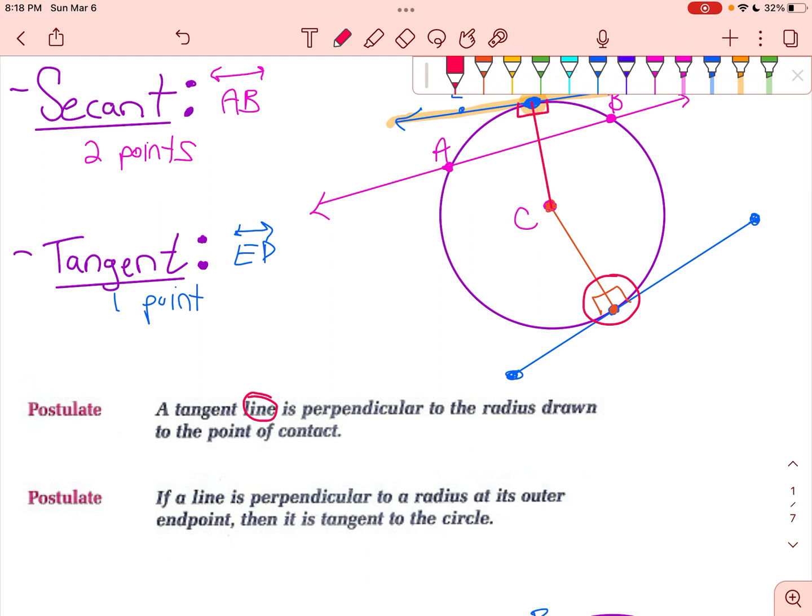The converse is also true. If it's perpendicular, then the line is tangent to the circle. Okay, so if you have a radius and it's hitting the exterior point, the point of tangency, and it's perpendicular, then it's tangent. This is referred to as the point of tangency. And if the radius hits that point at a perpendicular, then we know for sure that this segment is tangent, okay?